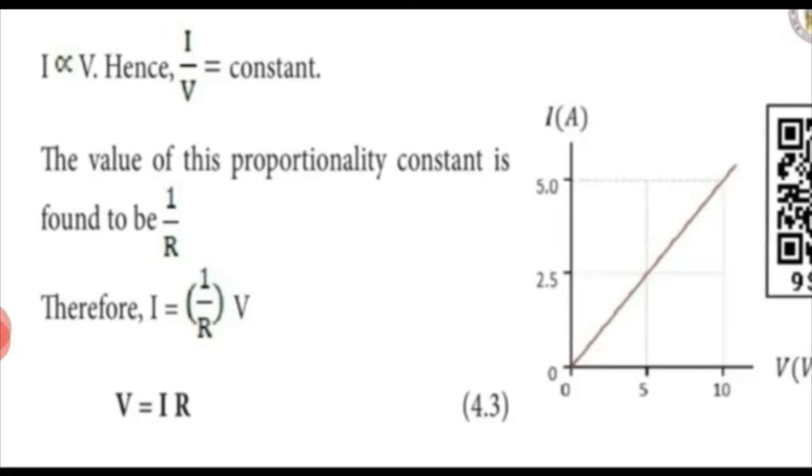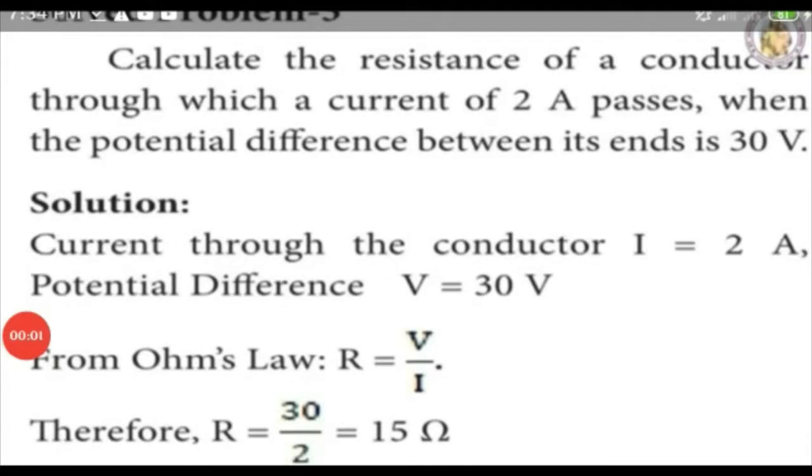Next, you can see this graph between the potential difference and the current. You will get a straight line for a conductor. So, why are we getting this straight line? It means as the current increases, the potential difference will also increase. That's why we are getting the straight line.